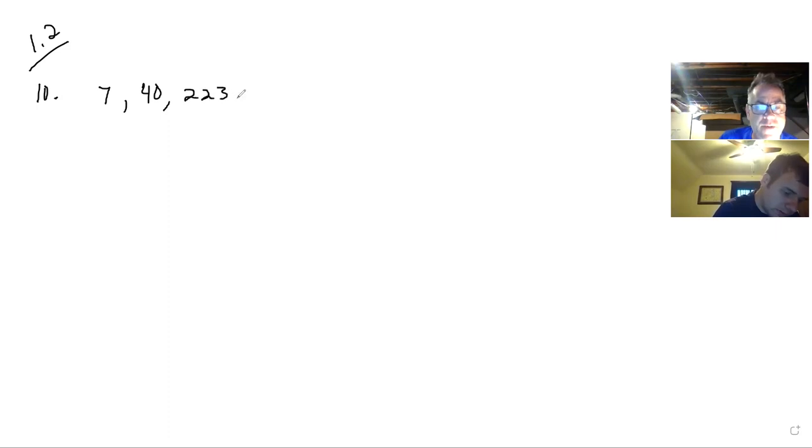So section 1.2 and number 10. It gives a sequence. It's 7. Next term is 40. Next term is 223. So right there, we've already eliminated arithmetic and geometric as possibilities. And so I'm kind of reviewing back over 1.2 as I go with this.